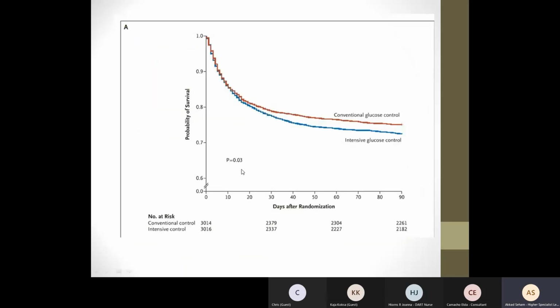And here is the Kaplan-Meier graph. And as you can see, with the conventional glucose group compared to the intensive glucose group, there's a higher probability of survival for the conventional glucose control group. And that is a statistically significant difference.